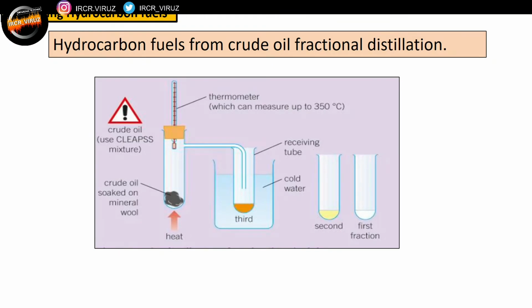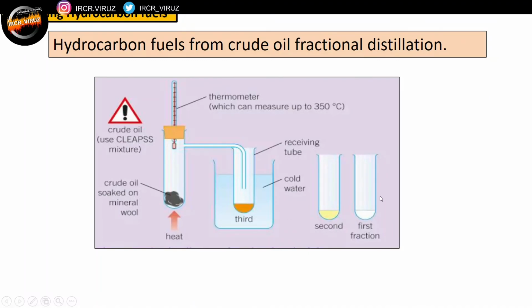So in this specific diagram here, what we have is a quick example of how fractional distillation works. Okay, so we have some crude oil over here, and it's been soaked onto a mineral wool. What you do is that you apply some heat, and because crude oil is a mixture of all these different hydrocarbon chains, the small hydrocarbon chains will actually evaporate first, and as they cool down, they turn back into a liquid and they condense, and then you can collect them.